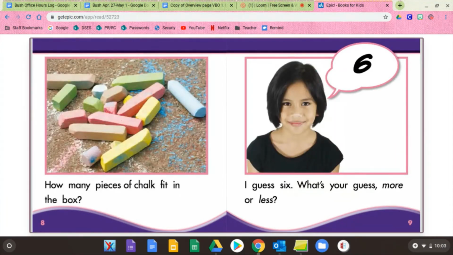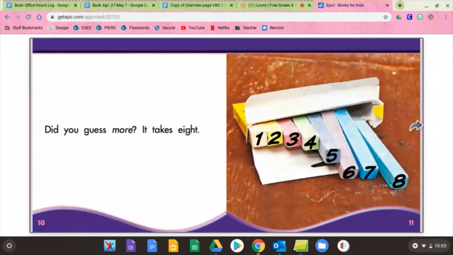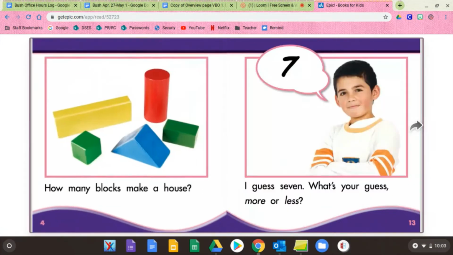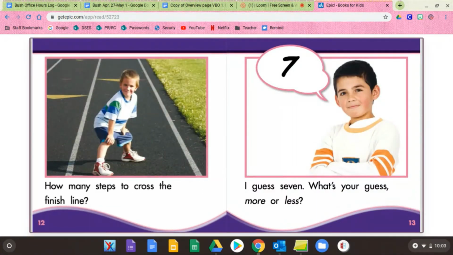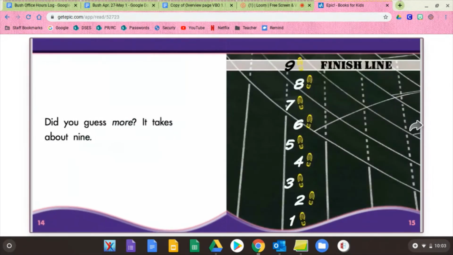How many pieces of chalk fit in the box? I guess 6. What's your guess? More or less? Did you guess more? It takes 8. How many steps to cross the finish line? I guess 7. What's your guess? More or less? Did you guess more? It takes about 9.